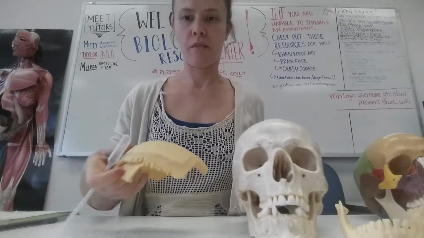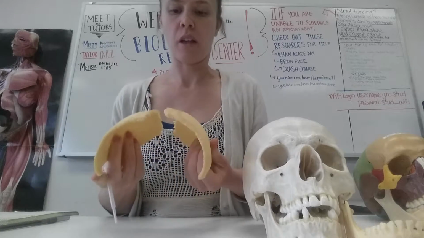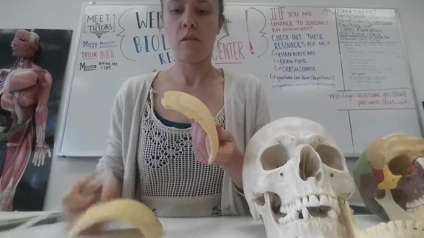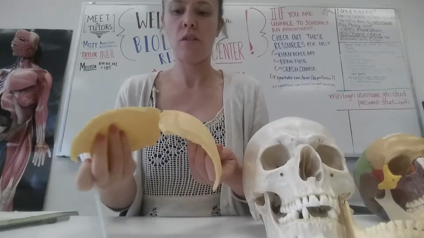Okay, so now we have the parietal bones. They come together like this with, again, the sagittal suture. So those are the parietal bones, left and right.